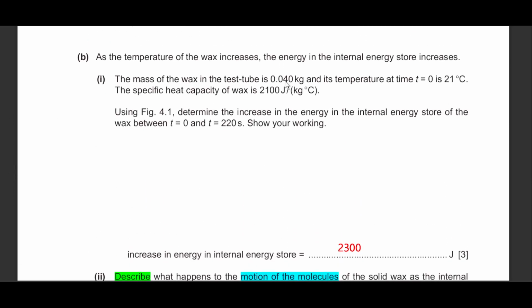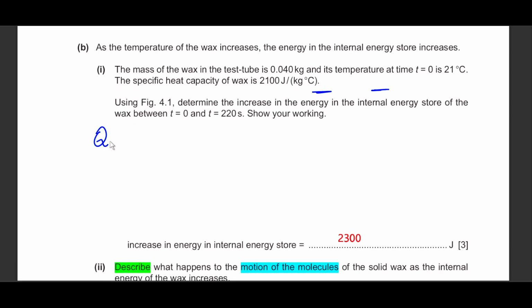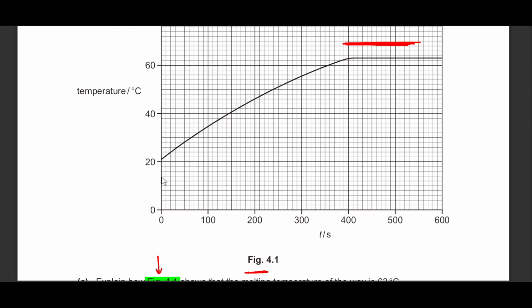Part B1, he says, show your working for the increase in the internal energy store. So it's very clearly a question of heat capacity, which is Q equals mc delta T. The mass is given to us, 0.04. Heat capacity is 2100 joules per kg degree centigrade, and we have to go from time 0 to 220. So the delta T is going to be taken from the graph, where at time 0 the temperature is 21.